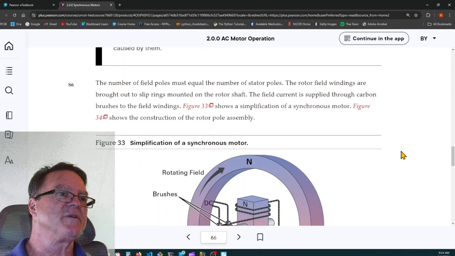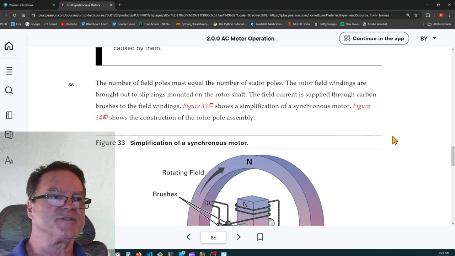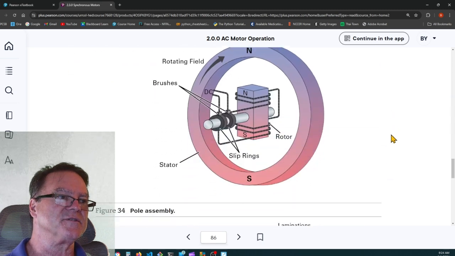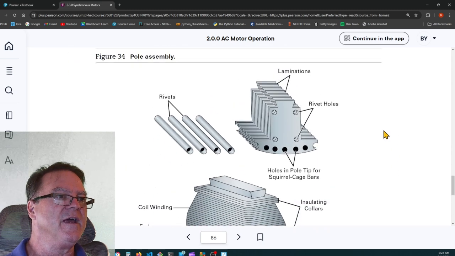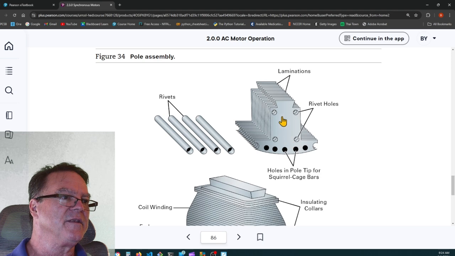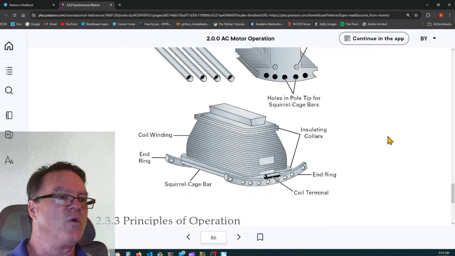Number of field poles must equal the number of stator poles. The rotor field windings are brought out to slip rings mounted on the rotor shaft. Field current is supplied through carbon brushes to the field winding. Again, carbon because they're soft. Okay. And it's laminated. The laminating of the core reduces eddy currents.